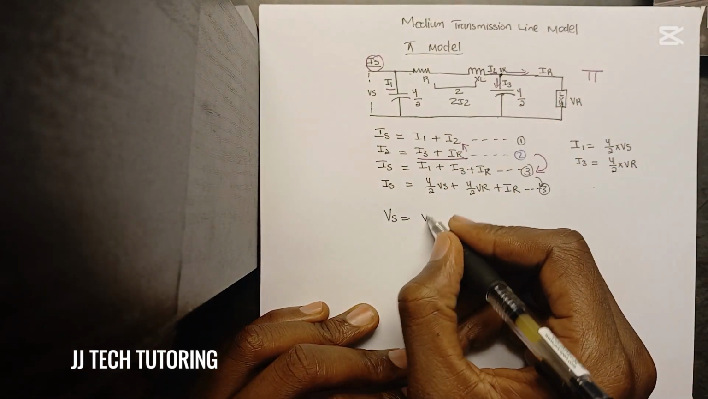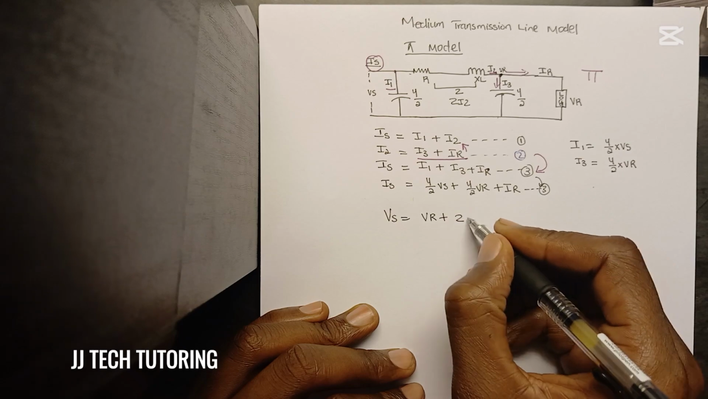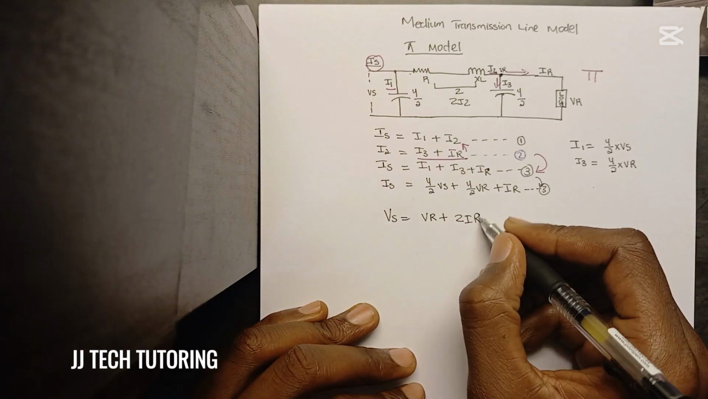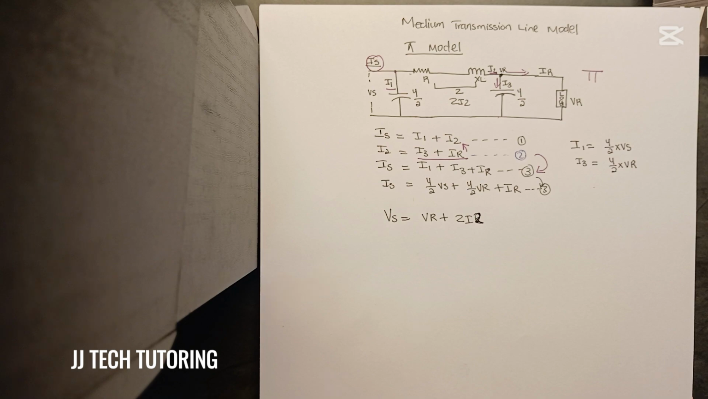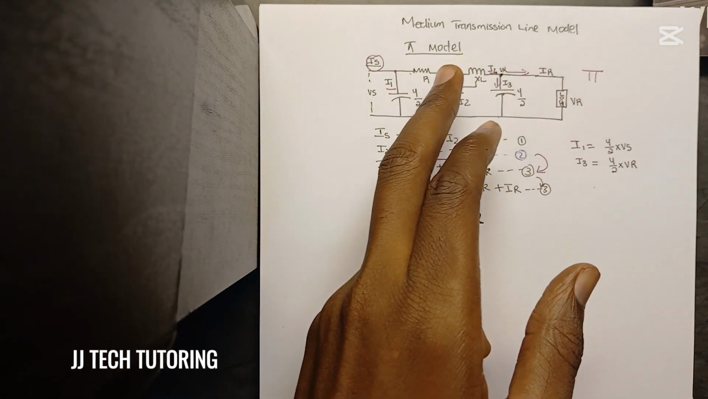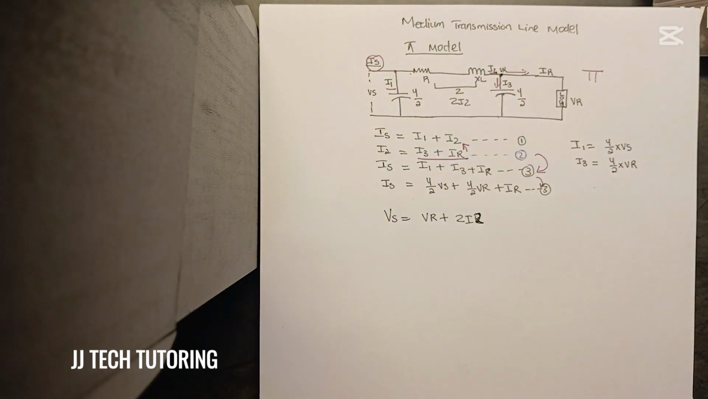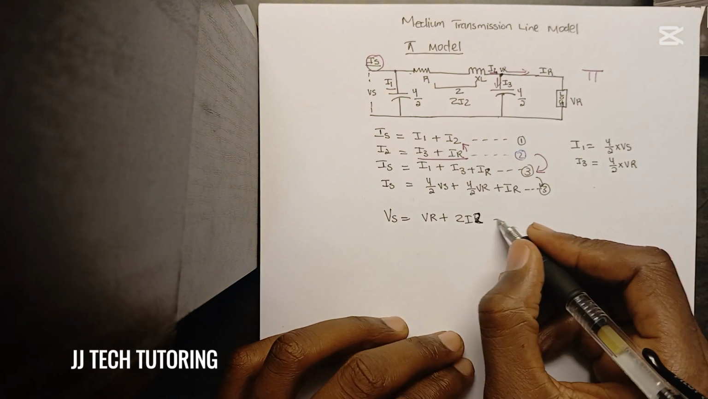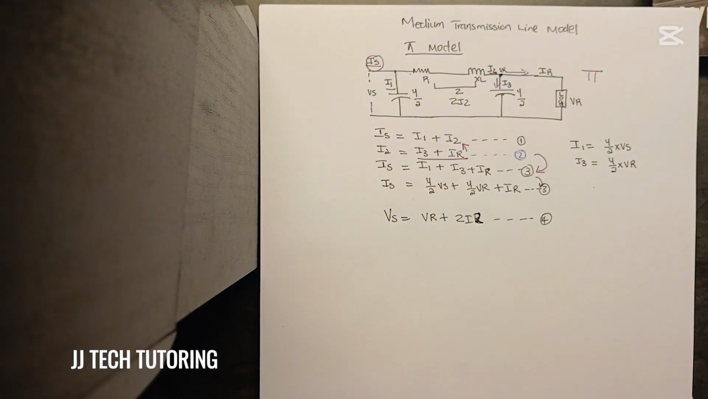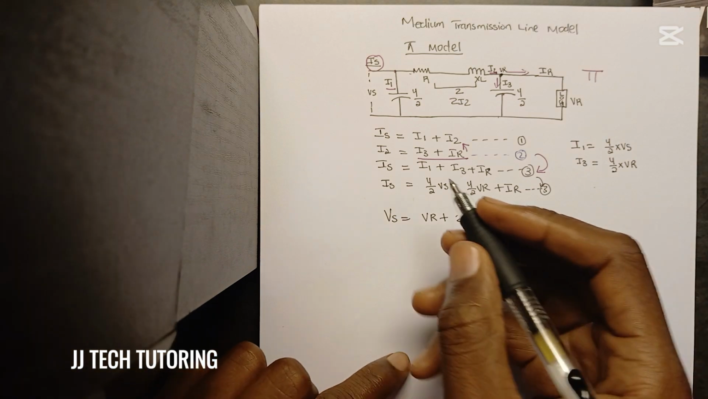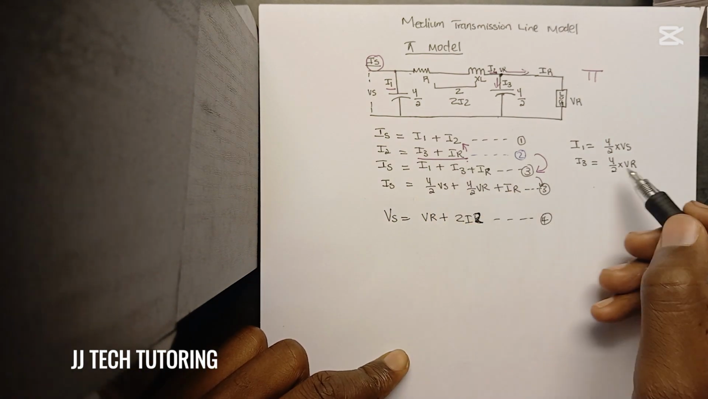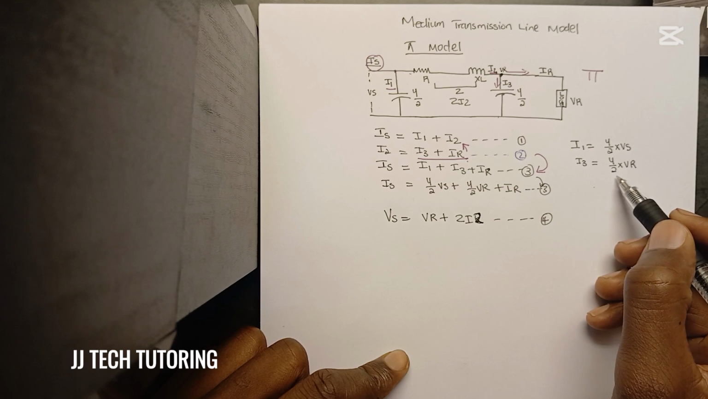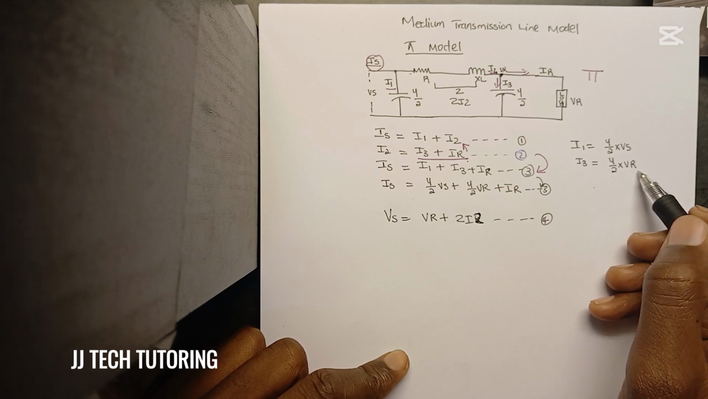So we're going to say VR plus Z multiplied by I2. Now, Z is an impedance, don't forget that. What are we going to do now? Question 4. What is our I2? Our I2 is I3 plus IR. What is our I3? Our I3 is Y over 2 times VR.